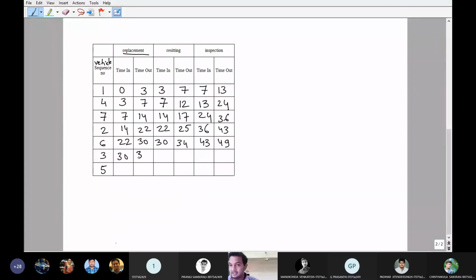7. 37. How much time is it now? 37 means you have to see 37 we need to write. So how much time is it for the third vehicle for the setting? 2. 39. So 49. How much is the third vehicle going to take for the inspection time? 5. 54. So 37. So how much time is the final fifth vehicle taking now?